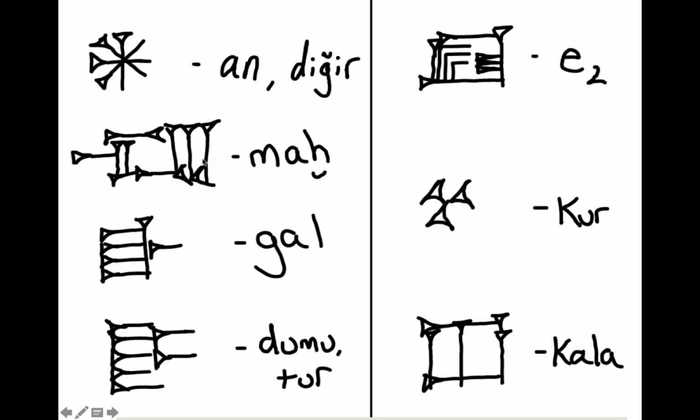So this is the Mach sign. This is the Gal sign. This is the Dumu or Tur sign. This is A2 for house. This is the Kur sign for mountain. And then this is Kala or Kalag for mighty. So I guess that's it.